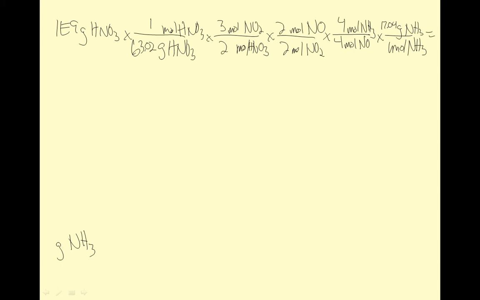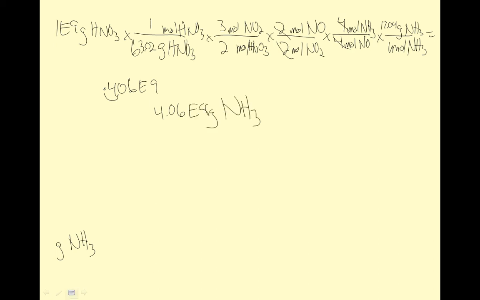So instead of 1E9, I'm just going to tag that E9 on the end. So I'm going to do 1 divided by 63.02 times 3 divided by 2 times 17.04. I hope you could tell why I canceled those: times 2 divided by 2 times 4 divided by 4. And I have 0.406 E9. Now, you have a better calculator than me. So if I move this decimal over 1, that would be 4.06 E8 grams of NH3.